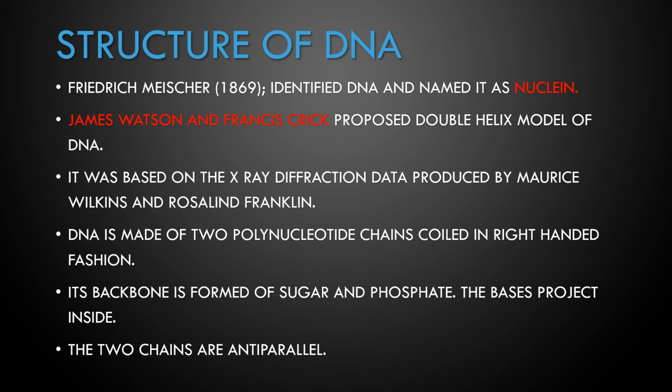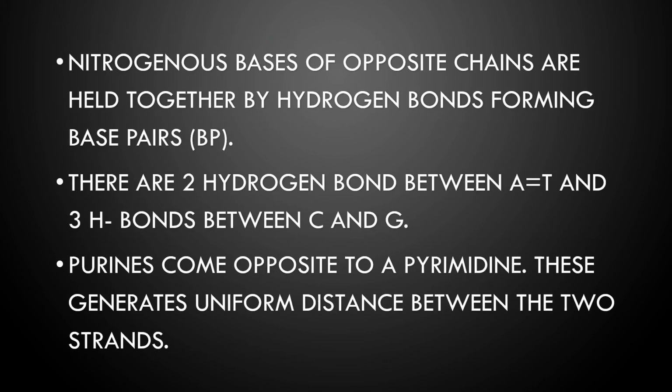Okay, and two chains of the double helix. I am saying of two chains. Okay, the two chains are anti-parallel. Anti-parallel means if the direction of one chain is 3' to 5', then the other chain will have the direction 5' to 3'. Okay, so they have opposite directions, and that's why we call it anti-parallel.